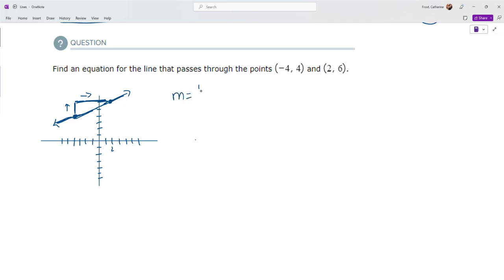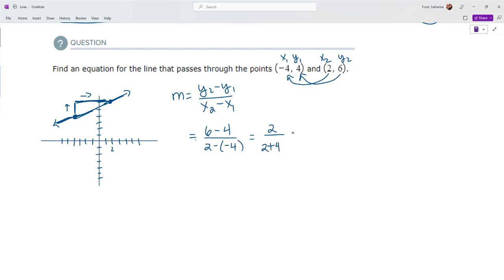So we always start with the slope, right? Difference in the y's over difference in the x's. It doesn't matter which of these points is your x1, y1 and which is your x2, y2. So 6 minus 4 over 2 minus negative 4. Be careful with those double negatives. 6 minus 4 is 2. 2 plus 4 is 6. So we have 2 over 6.